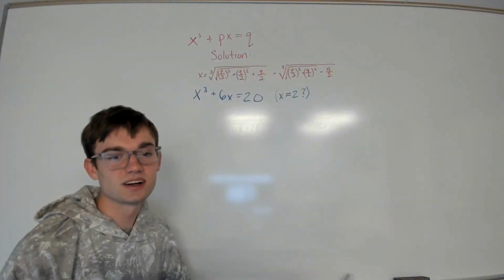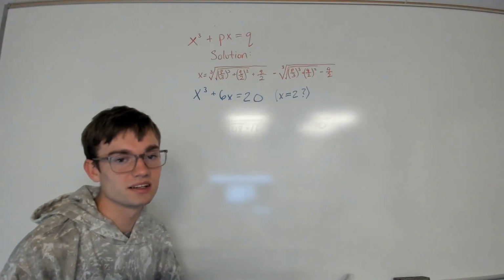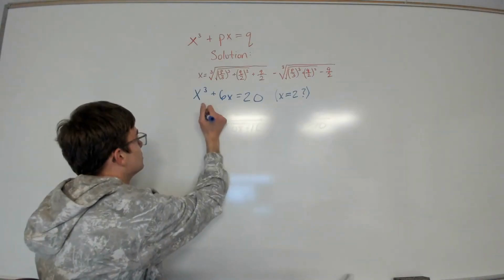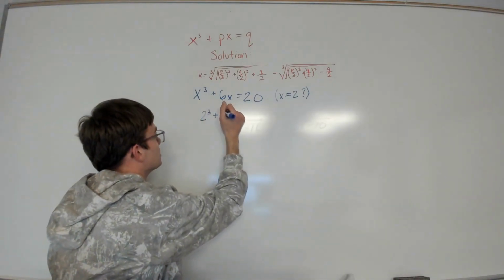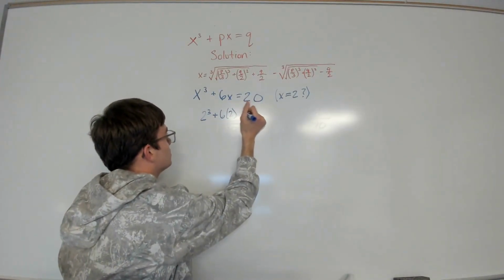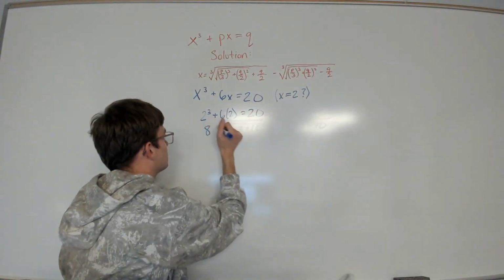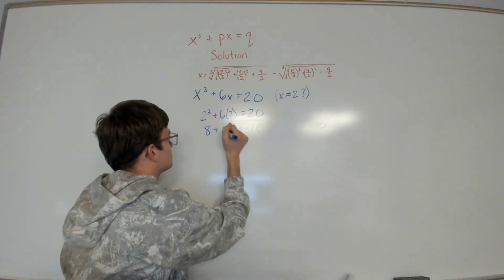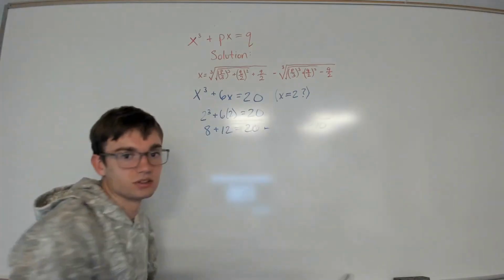Of course, we can check our work and make sure that 2 is actually a solution by plugging it back into the cubic. 2 cubed plus 6 times 2 equals 20. So 8 plus 12 equals 20, which is a true statement. So we know that our solution works.